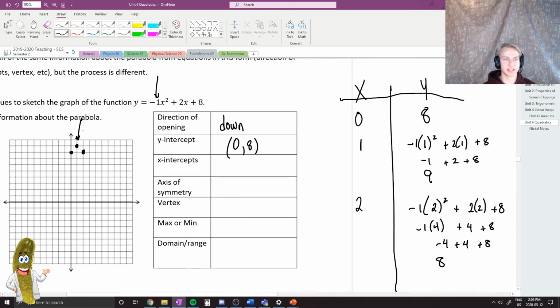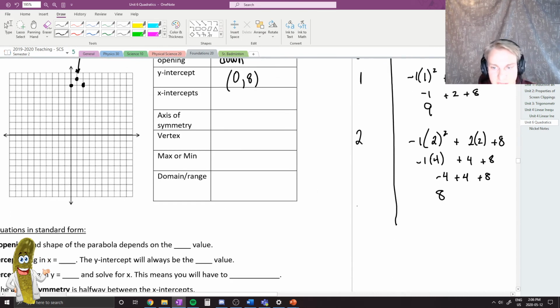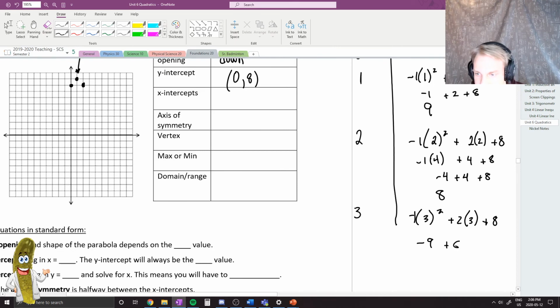So we know the axis of symmetry, and we can test points that go further than this too. Let's test when x is equal to 3. Let's test and see what we get for that. So negative 1 times 3 squared plus 2 times 3 plus 8. We're going to end up with negative 9 here plus 6 plus 8. And then we're going to end up with a y value of 5. So 1, 2, 3, 4, 5 right there.